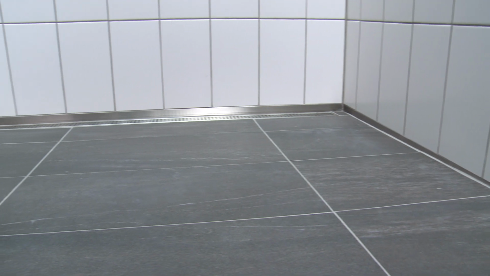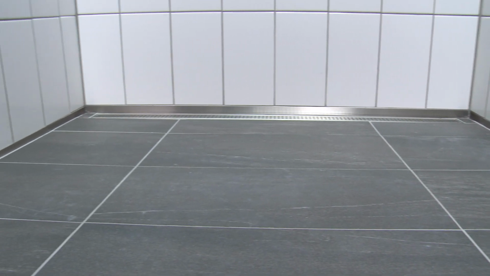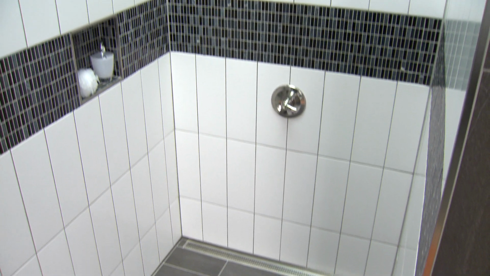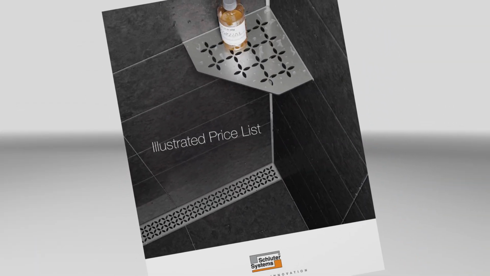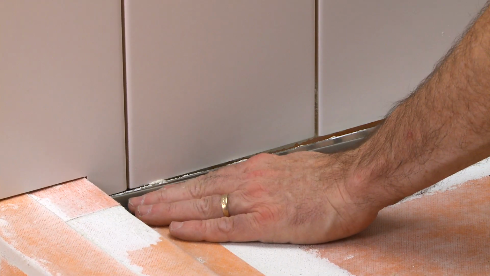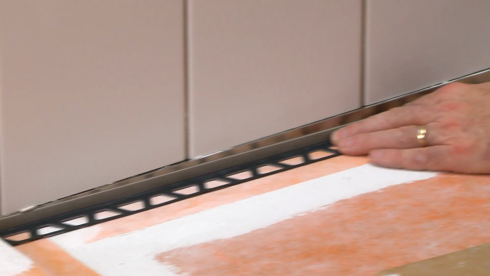The Shower Profile S and R can be straightforward to select, provided that you have your tile thickness and format and shower dimensions predetermined. With that information, you can use the illustrated price list to easily order what you need for your installation. To learn how to install these profiles, check out our Schluter Kerdi-Line installation video.